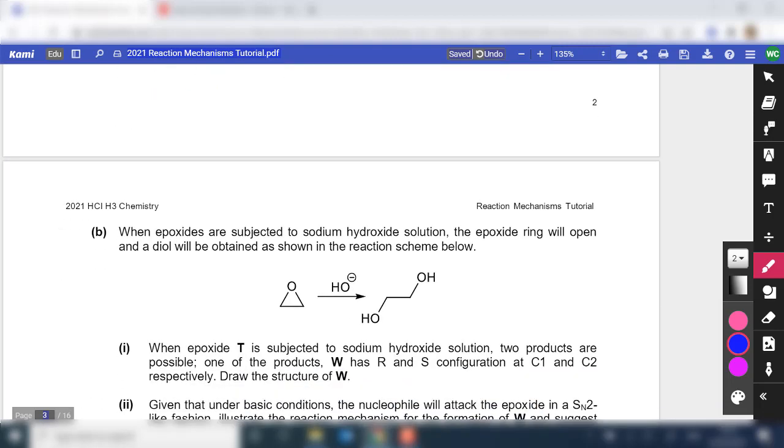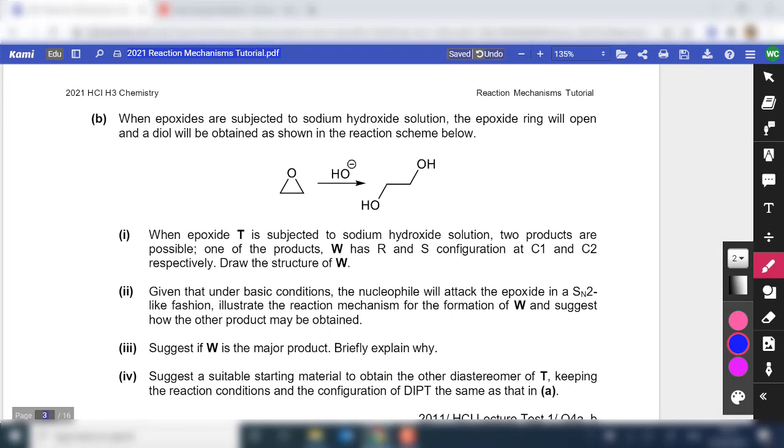Okay. So next, very quickly, we're going to go into part B1. When epoxides are subjected to sodium hydroxide, the epoxide ring will open and the diol will be obtained as shown below. So this is similar to an epoxide. It's a ring opening reaction. It's some form of SN2 if you really look at it.